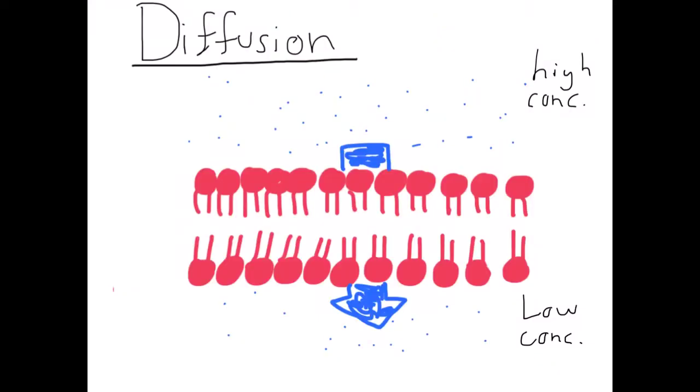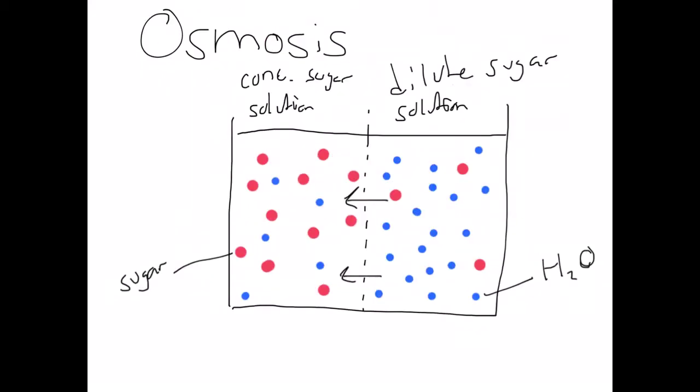Diffusion across a cell membrane is a type of passive transport. Passive transport is defined as movement across a permeable membrane with no energy required. This movement occurs from high to low concentration. Osmosis is another type of passive transport, and it's very similar to simple diffusion, except that it mainly focuses on water.